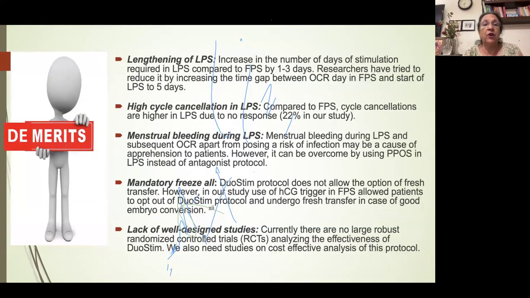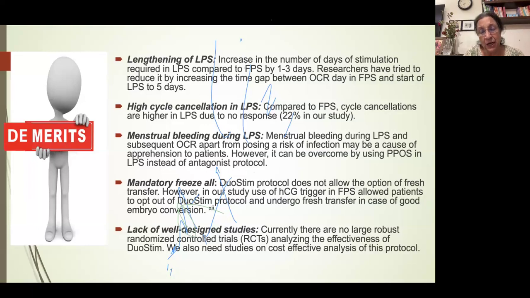What are the demerits of this? One is lengthening of LPS. In our study LPS was longer by 1 to 3 days, but in other studies it was as little as 1 to half a day. Two is a high cancellation rate in LPS. Compared to FPS, cycle cancellations are higher in LPS due to no response. In our studies 22% was the cancellation rate, where you've stimulated for 8-10 days, you don't find a cohort which has grown, and you just say, okay, stop. So they do waste injections, but then they've had 2 trials of stimulation.